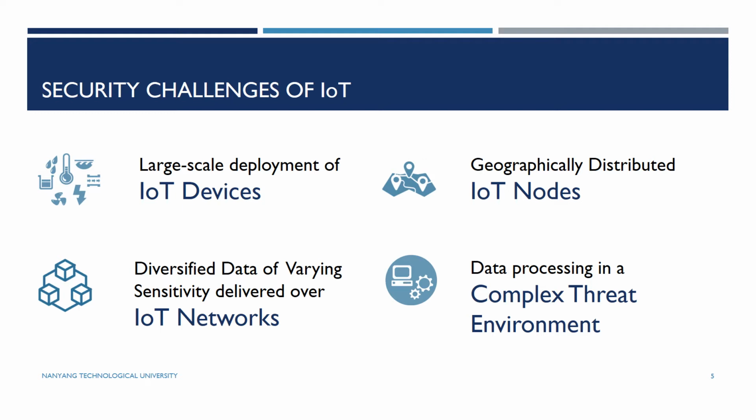Second is that IoT nodes are geographically distributed, which further makes security design more challenging. And in terms of IoT networks, as mentioned before, there are diversified data transmissions of varying sensitivity being delivered over the IoT networks. So again, it makes the security requirements more complicated, and it is very difficult to design a one-size-fits-all security mechanism. Also, the data processing will have to happen in a complex threat environment, because IoT devices tend to be deployed in uncontrolled physical environments.